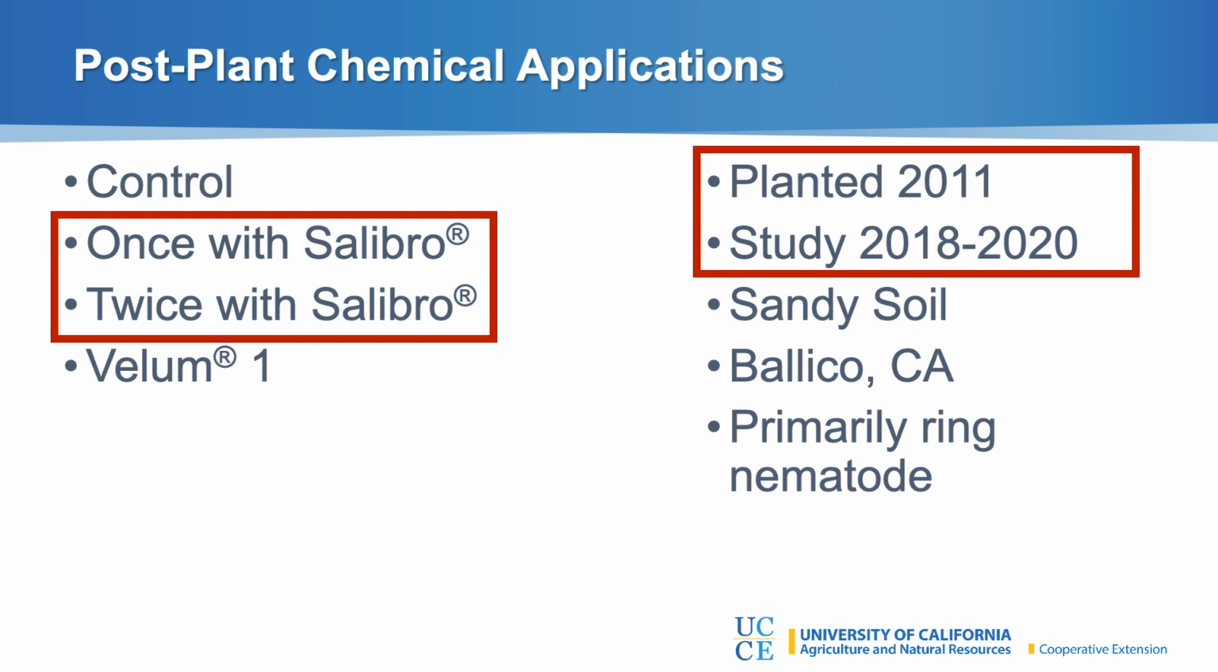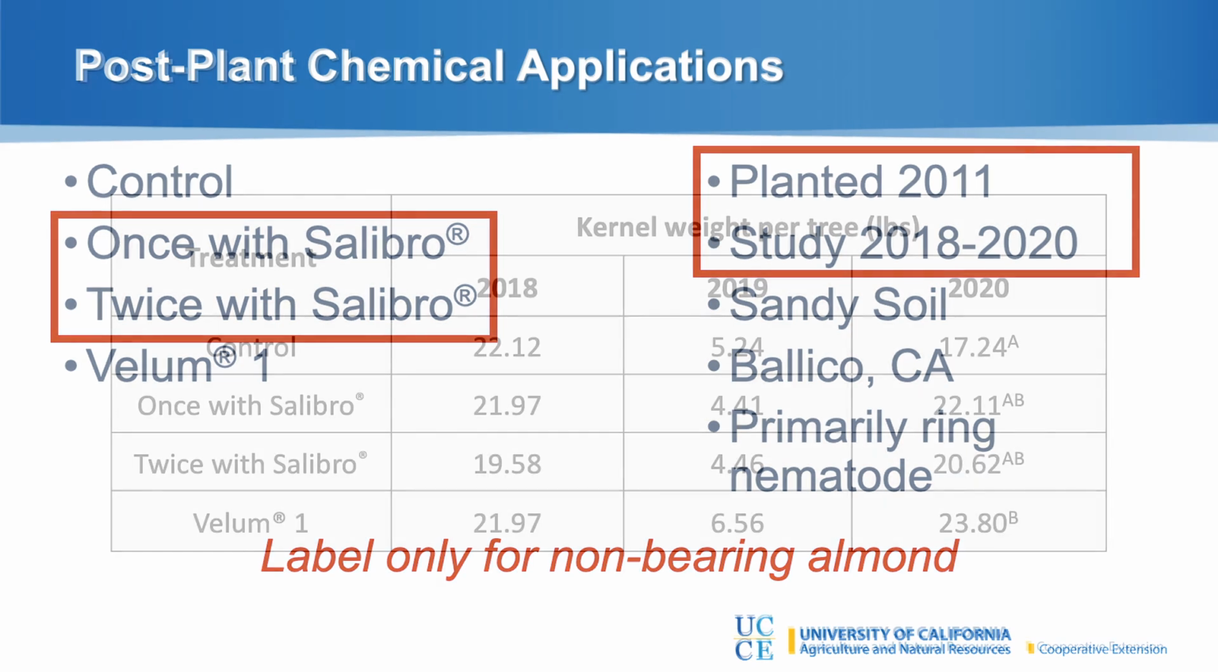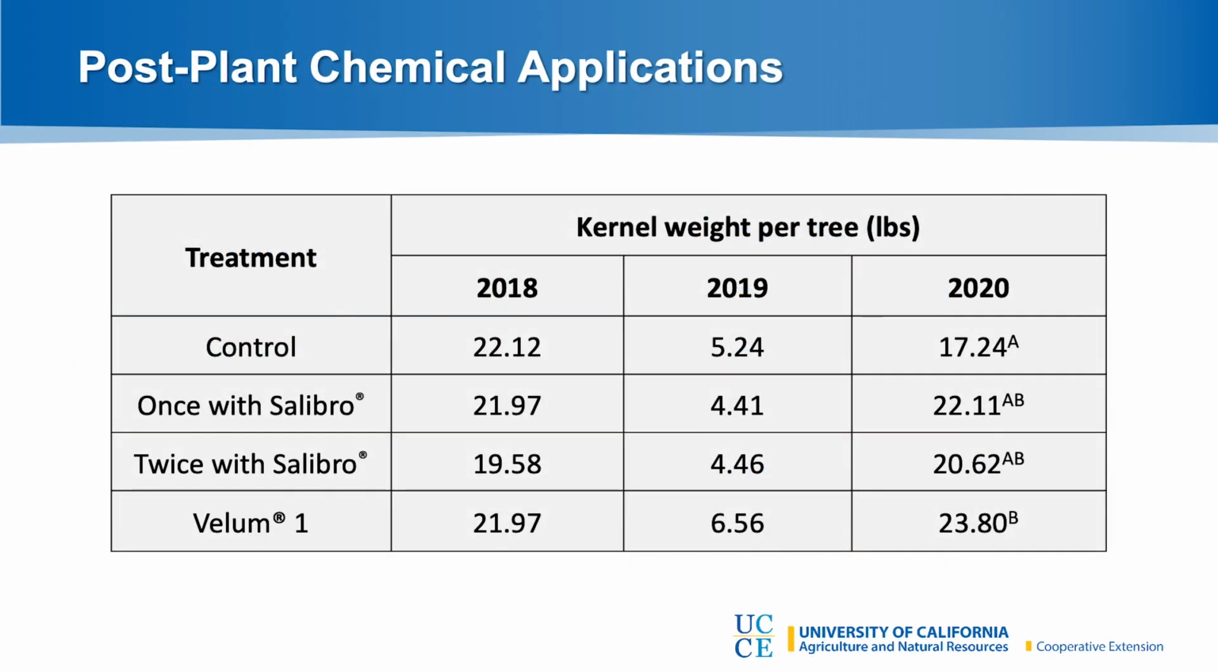So I will note, there's a caveat to this study because I'm using Cerebro during bearing. And the label currently is for non-bearing almonds. But again, it gets to its overall effectiveness, and I think Velum you can apply when you're bearing almonds. Generally speaking, there was a lot of data we collected, and for the most part, it wasn't a clear-cut thing when it came to anything.